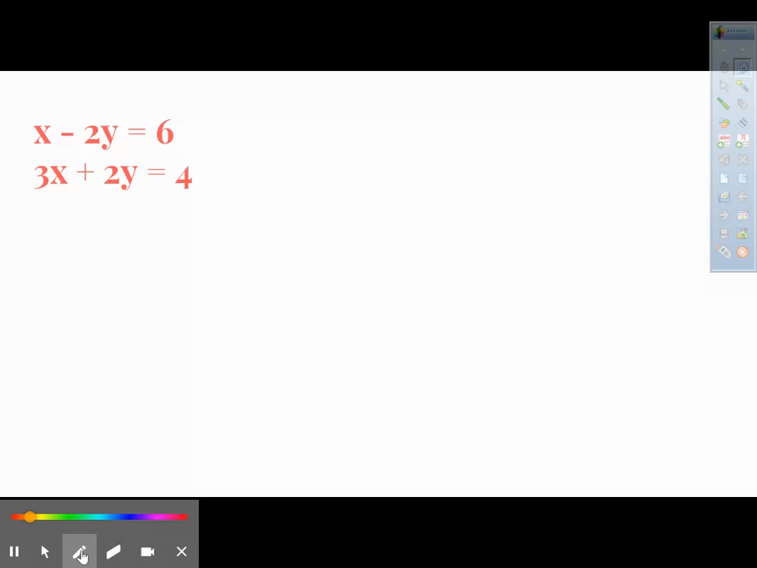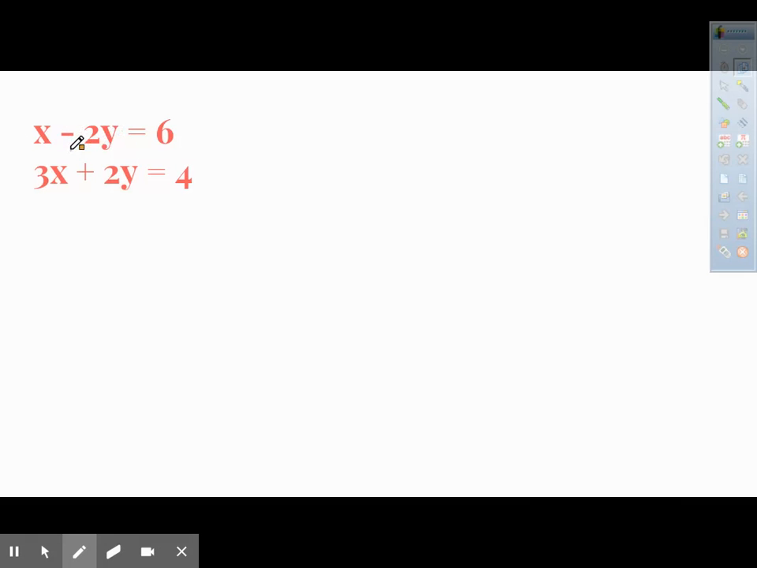Okay. Alright. Hayden, tell me, which variable would you like for me to solve for? X or y? X, okay, so we're solving for x, so that means we need to get rid of this -2y. Hunter, tell me, how do I get rid of the -2y?